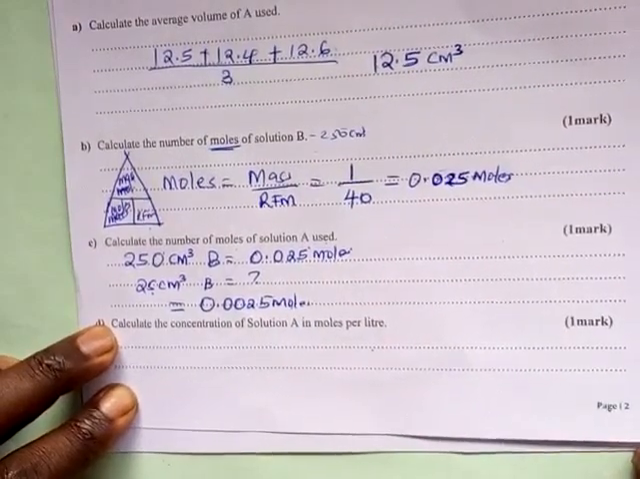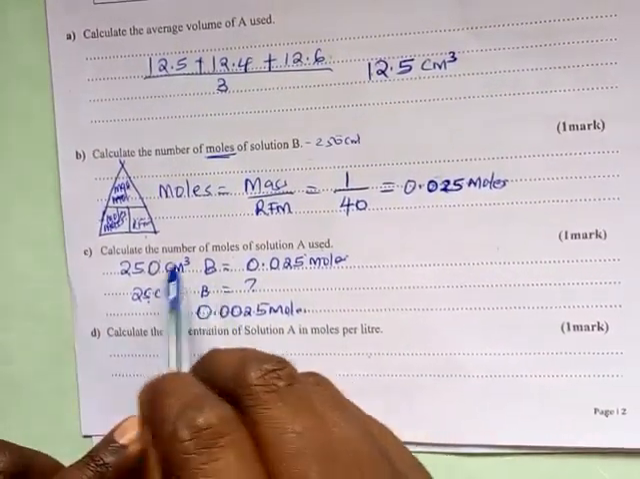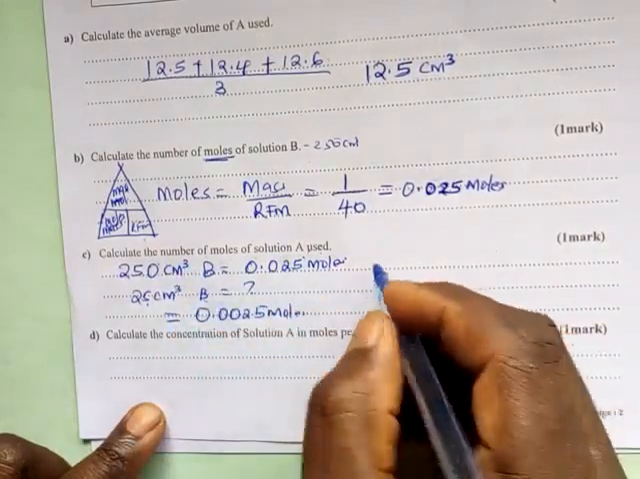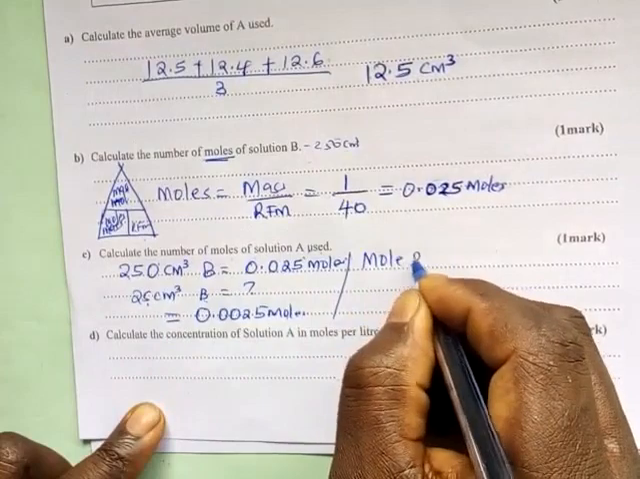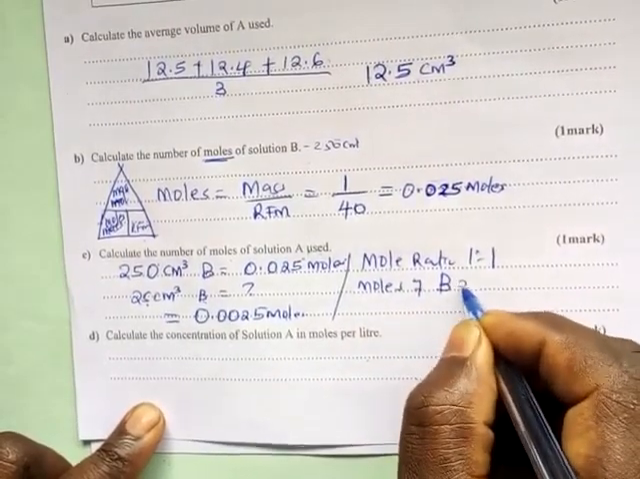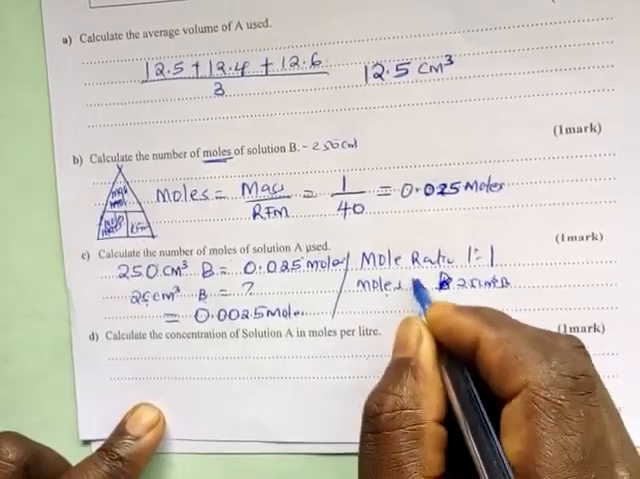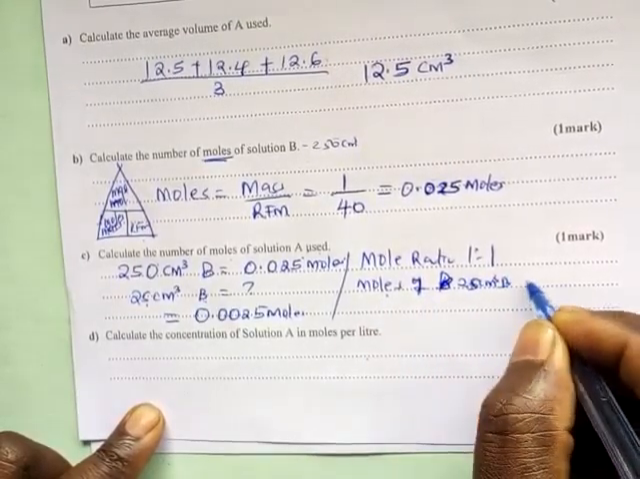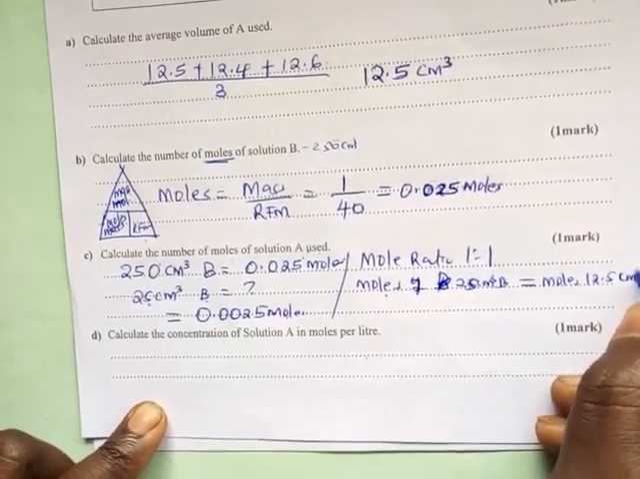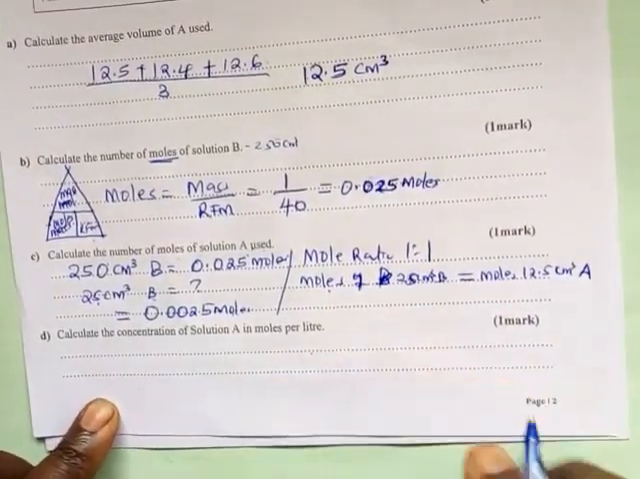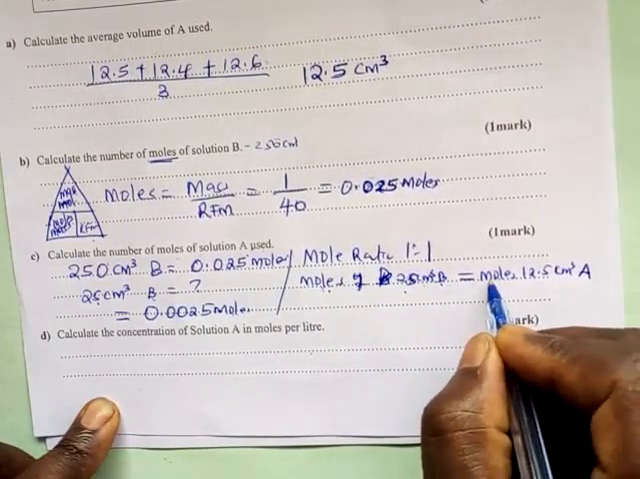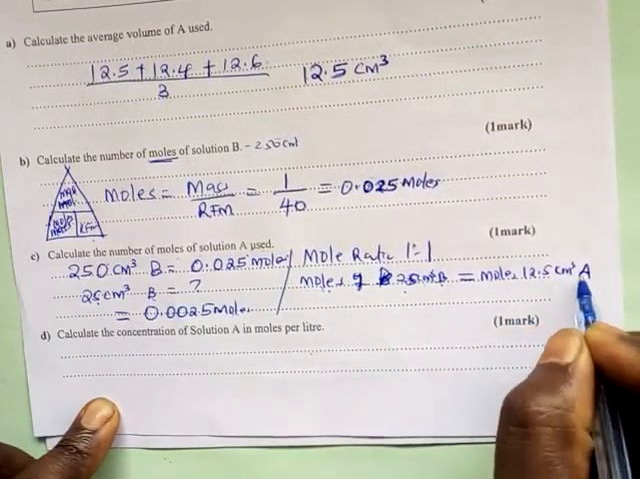Automatically we are going to know the number of moles of B that reacted with A. So we use the ratio because both of them are monobasic, therefore the mole ratio is 1:1, meaning that moles of 25 centimeters cube solution B will be equal to moles of 12.5 centimeters cube solution A, because the ratio is 1:1.